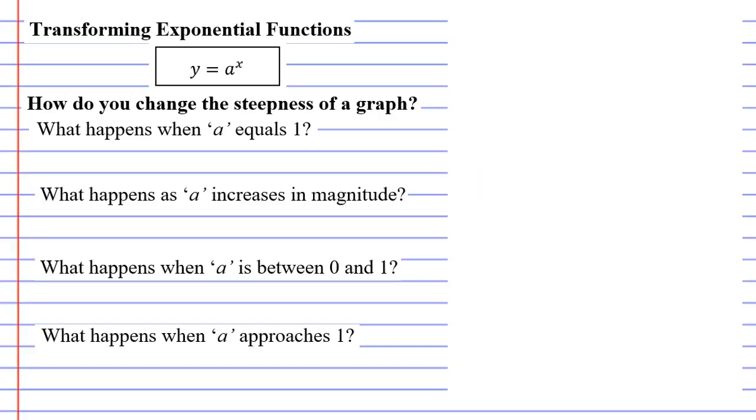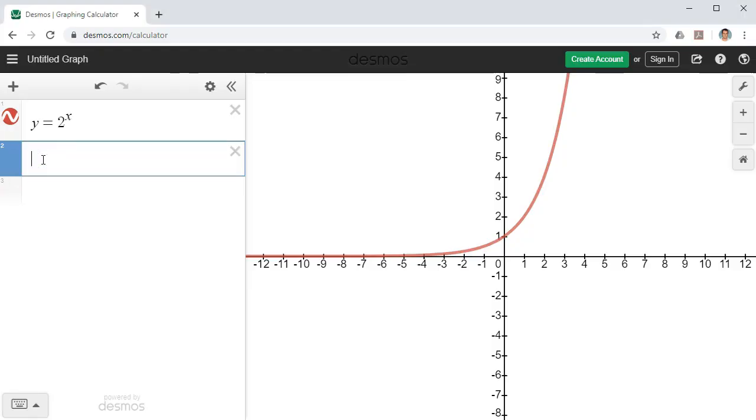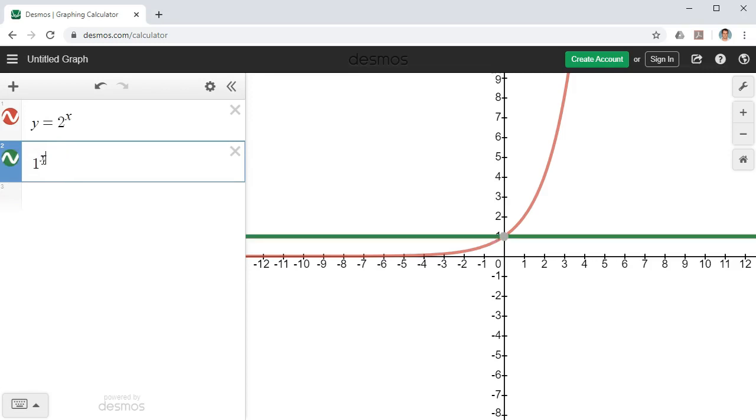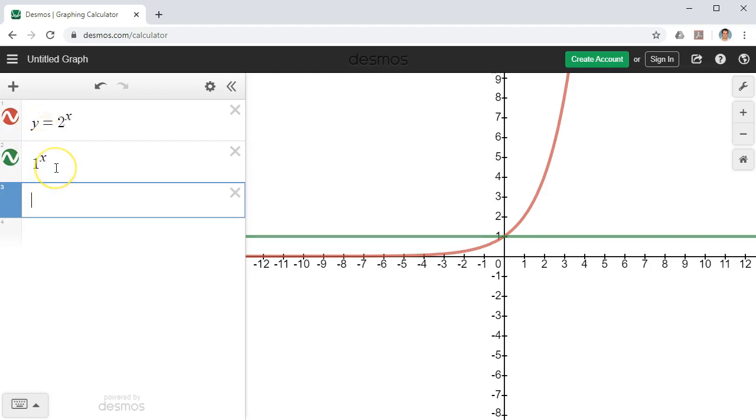So going back to our PowerPoint, it says, what happens when a equals 1? And we're going to explore that first. So instead of 2 to the power of x, this time we're going to do 1 to the power of x. You might have noticed I didn't write y equals 1 to the power of x. In Desmos, you don't have to do that every time, so I'm just saving myself a bit of time and not writing y equals. Now you'll notice that 1 to the power of x makes a straight line. It doesn't look like an exponential at all. And in fact, it's not.